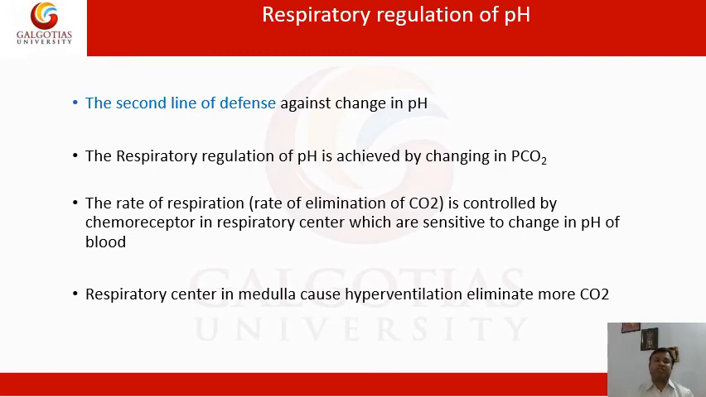Now we should discuss the respiratory regulation of pH, that is, how the lungs control the pH. This is the second line of defense against change in pH. Respiratory regulation of pH is achieved by changing the partial pressure of carbon dioxide. The rate of respiration is controlled by chemoreceptors present in the respiratory center, which are sensitive to changes in the pH of the blood. The respiratory center in the medulla causes hyperventilation, which eliminates more carbon dioxide. In this way, it controls the acidity in the cells.